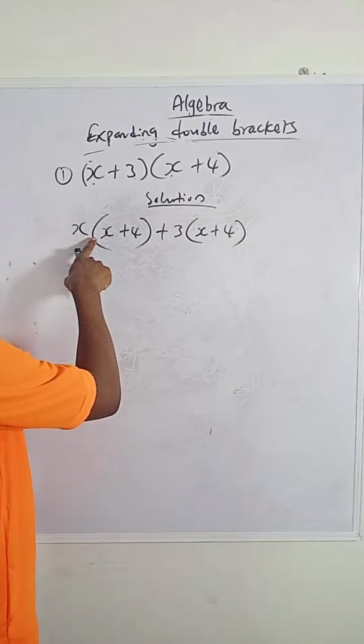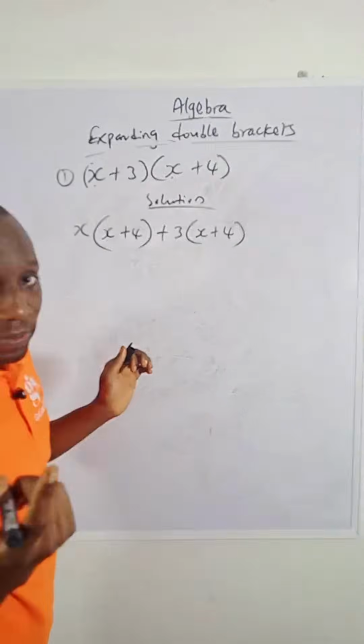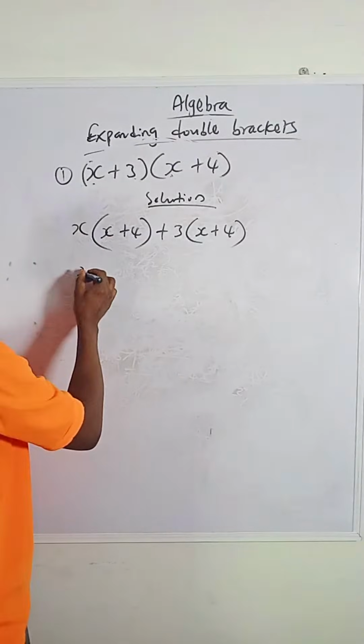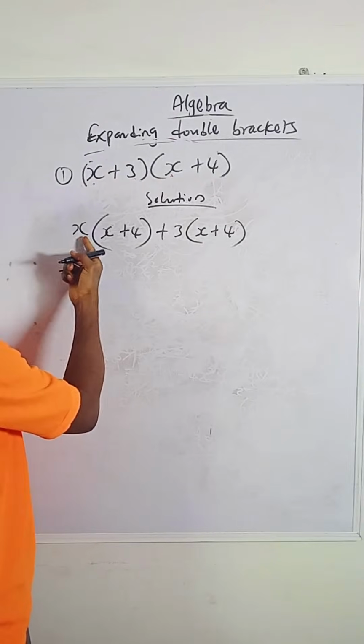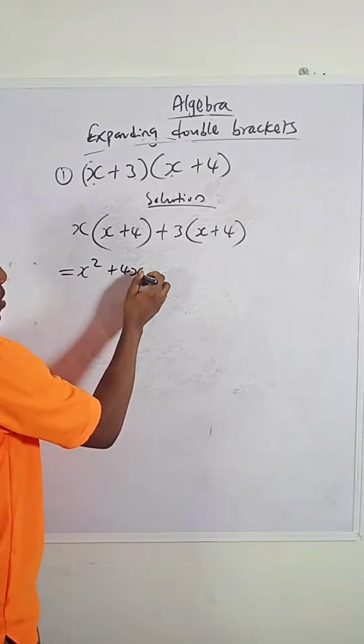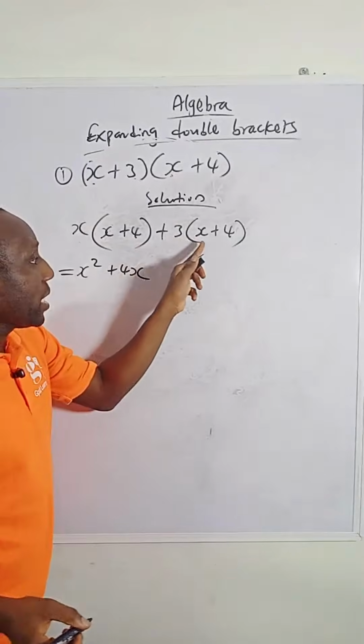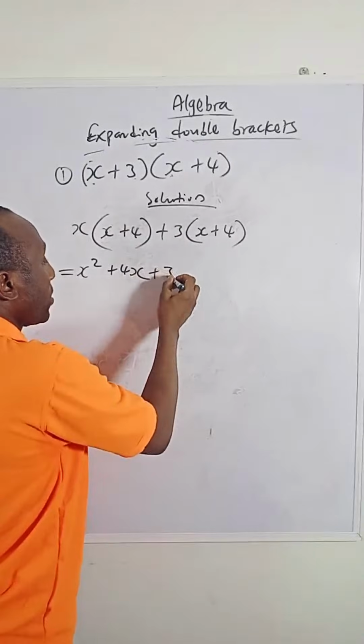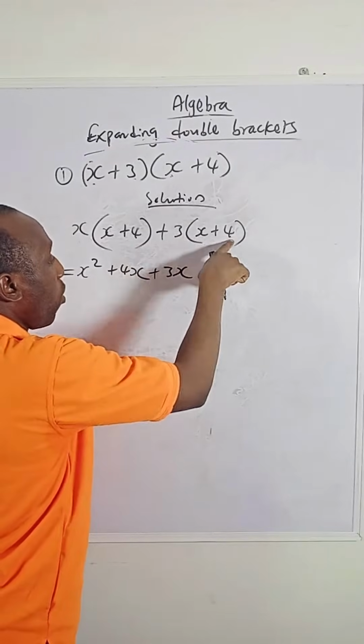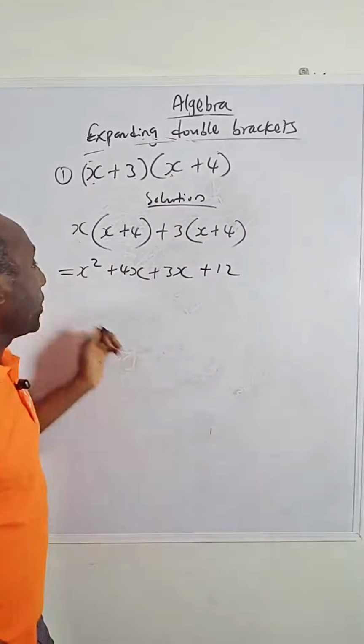So let's expand this. x times x is what? You know we've done this before. Yeah. x times x is x squared. x times 4 is what? Plus 4x. Now let's come here. Plus 3 times x is plus 3x. And plus 3 times 4 is plus 12.